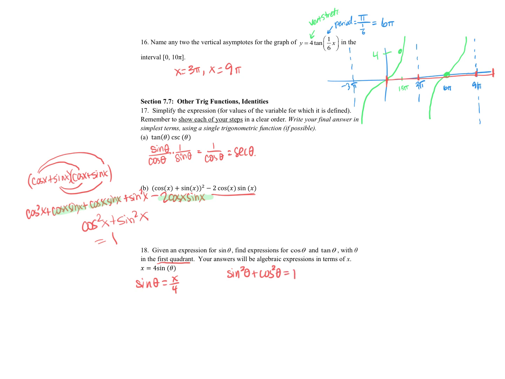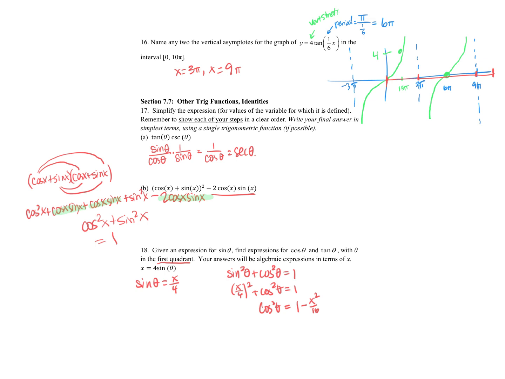So instead of this sine squared, I'm going to replace it with what sine is equal to. So sine is equal to x over 4. So that's going to be (x over 4) squared plus cosine squared theta equals 1. And then I can subtract that over. So I get cosine squared theta is equal to 1 minus, and if I multiply that out, I'll get x squared over 16.